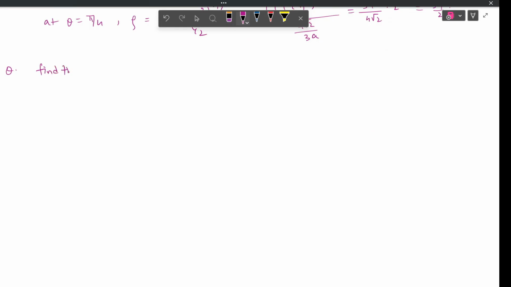Find the evolute of the curve x to the power 2/3 plus y to the power 2/3 is a to the power 2/3. This is the asteroid curve.